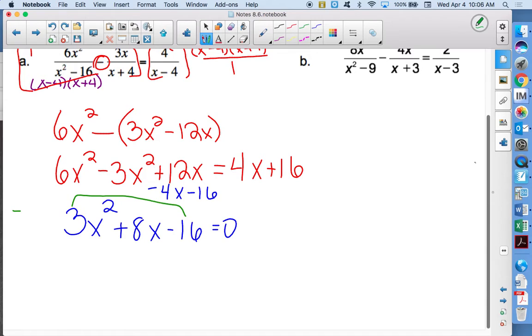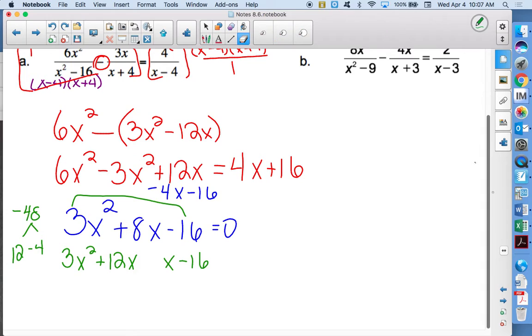Negative 48. What two numbers multiply to be negative 48 but add to be positive 8? Isabella? 12 and negative 4. Yeah, 12 and negative 4. So that would be 3x squared, taking your factors of 12x and negative 4x and writing them in, kind of expanding the problem. And then there's a minus 16.